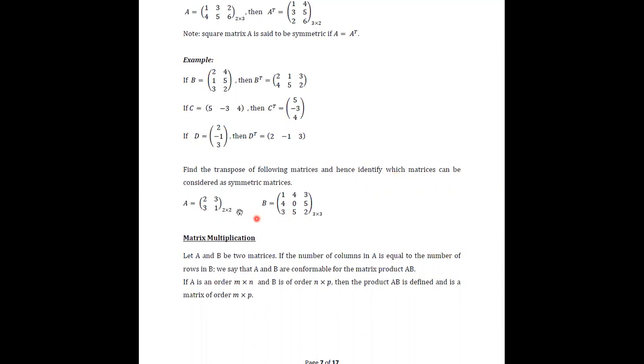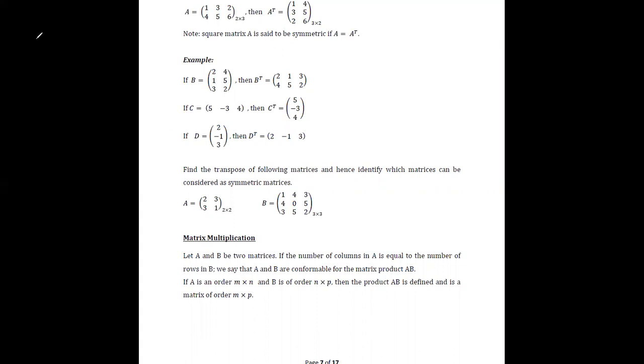In the last session, we discussed an introduction to matrix multiplication. Therefore, today I will start from that point. First, we will see how we can identify whether the matrices are conformable for matrix multiplication.